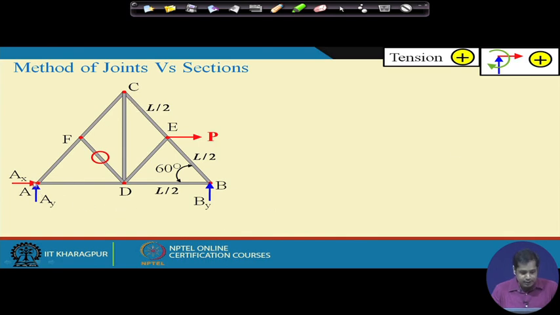Again, this is hinge support and this is roller support. They are represented by their reactions. It is an equilateral triangle. This angle is 60 degree and the side is L. So, first take support reactions.